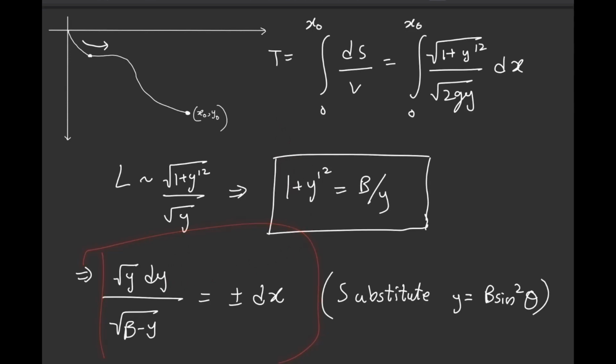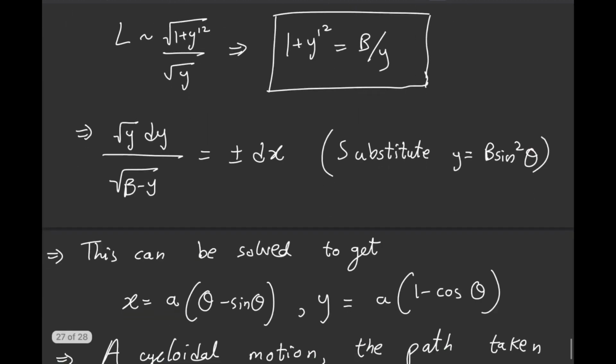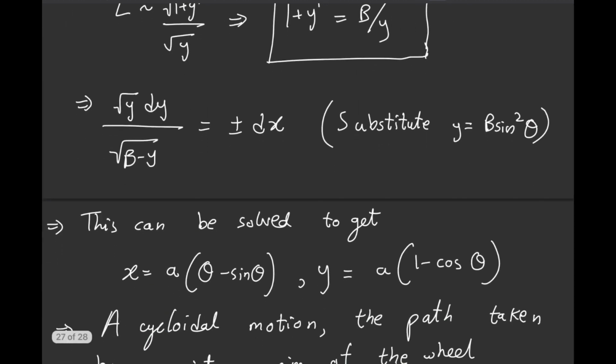We get square root y dy by root of b minus y is plus minus dx. This can be easily solved by substituting y equal to b sine square theta, and then on solving, I am leaving the calculations for you. We get x is nothing but a into (theta minus sine theta), and y equal to a into (1 minus cos theta).